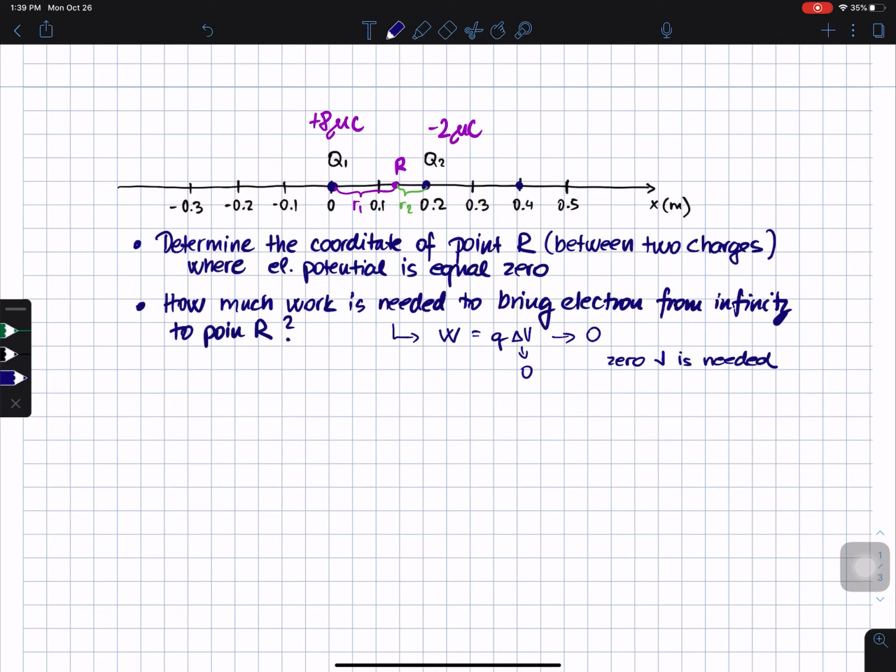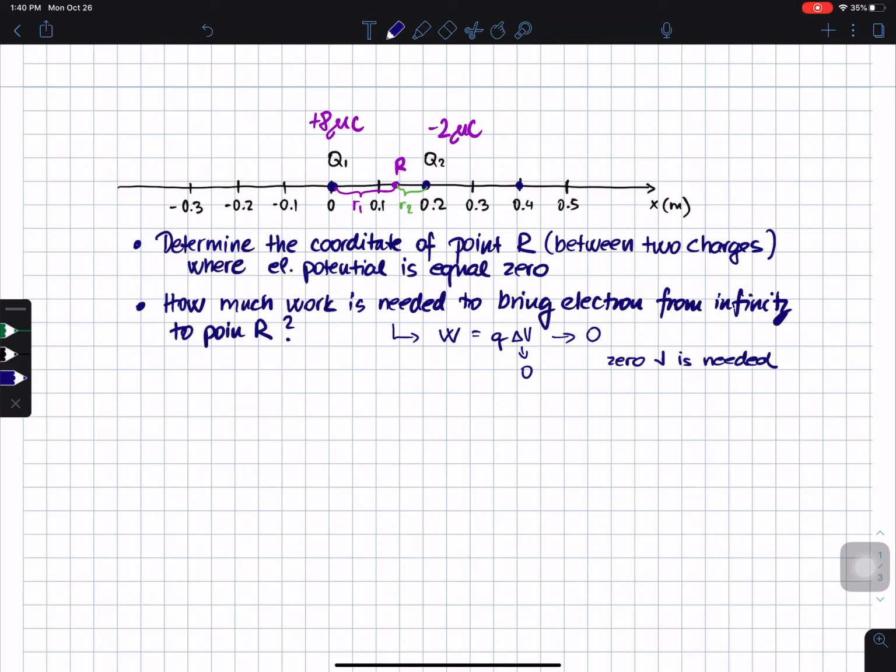Remember, we talked about that the meaning of the potential at a given point is really related to the amount of work that we need to do to bring the charge from infinity to that particular point. So this is per definition going to be equal to 0. Now let's look at the first question, which is what are the coordinates?